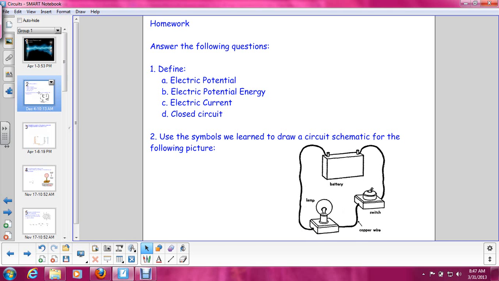Before we get started, I want to show you what your homework is so you can be on the lookout for how to do these problems. Number 1, define these 4 words: electric potential energy, electric current, and a closed circuit. And 2, use the symbols that we learn in this lecture to draw a circuit schematic for the following picture. The lines here on this picture are copper wire, and it is hooked up to a lamp, a switch, and a battery. You're going to make a much more simplified version of this using the correct symbols.